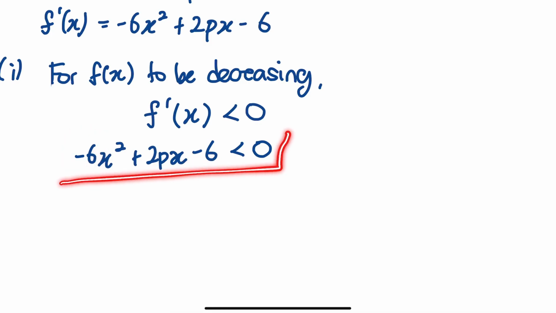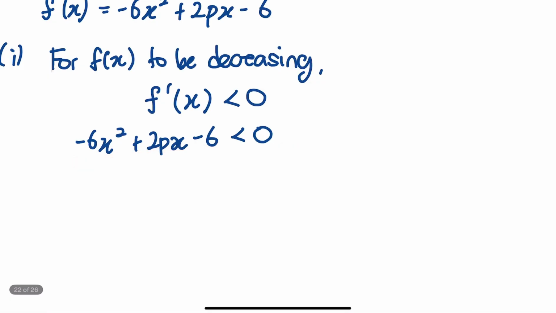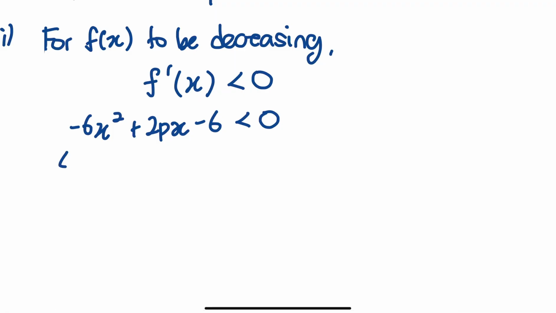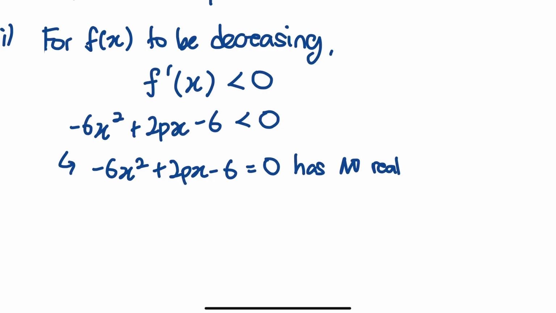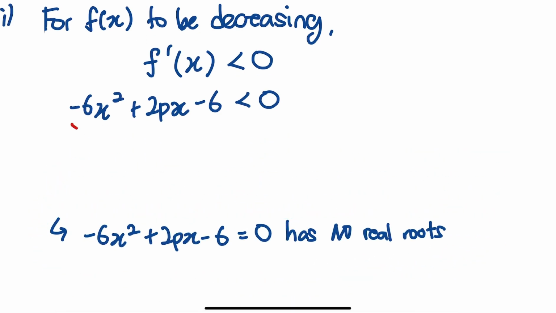How do I solve this quadratic inequality? It means that this sad face curve is always less than 0, meaning that it's always below your x-axis. If you still remember the chapter, this implies that if I were to equate the equation negative 6x squared plus 2px minus 6 to 0, this equation has no real roots. Let me add the illustration here. This part here means a sad face curve.